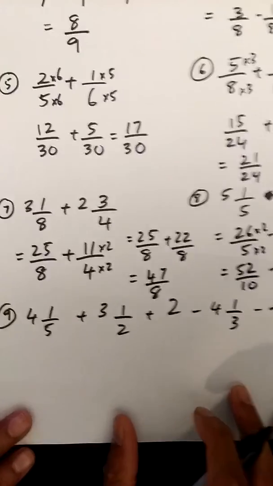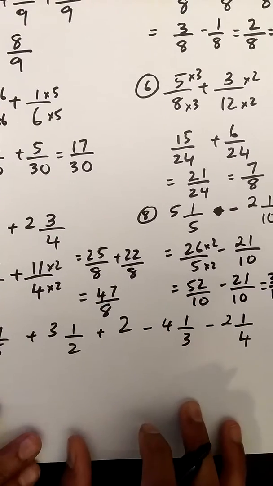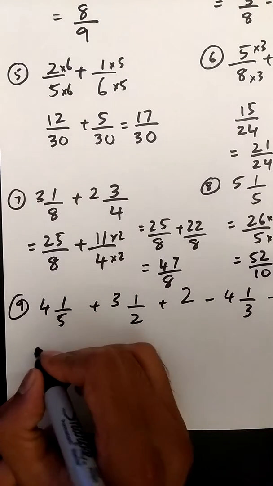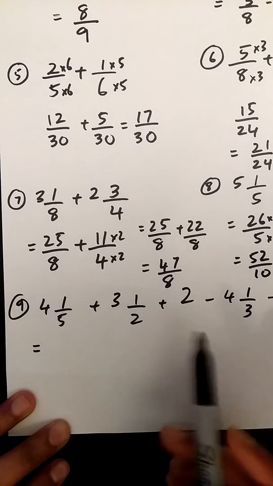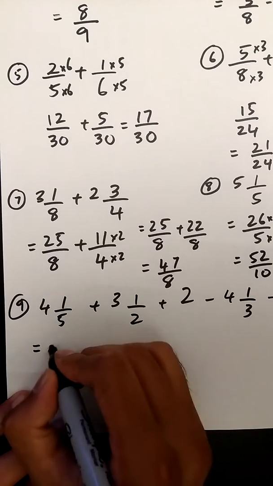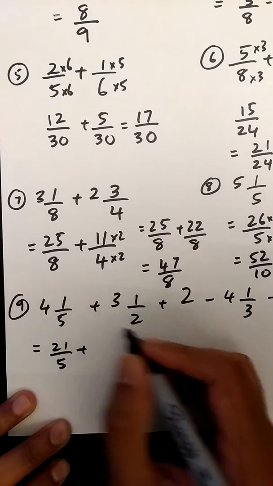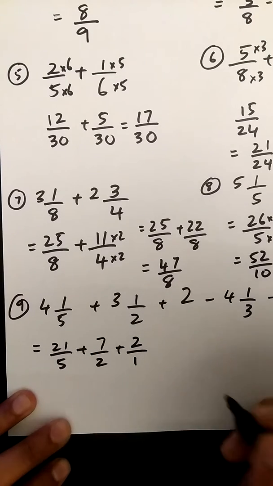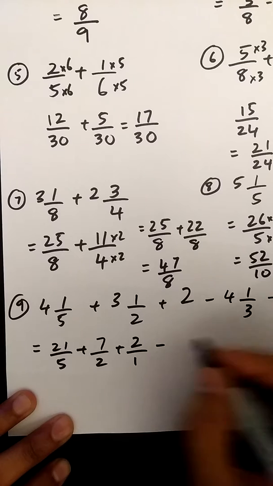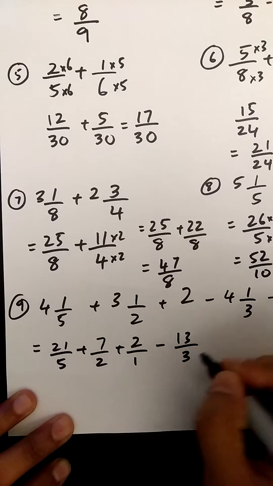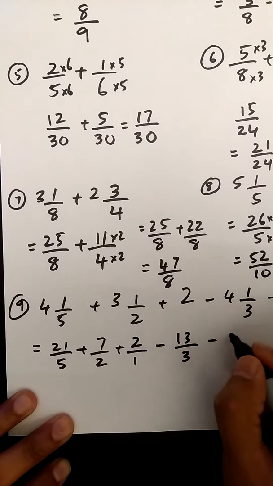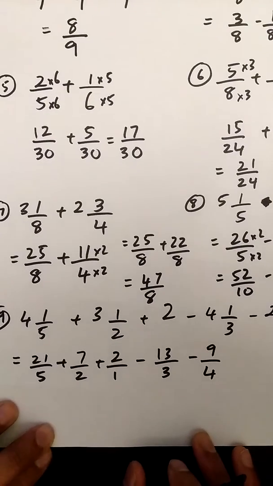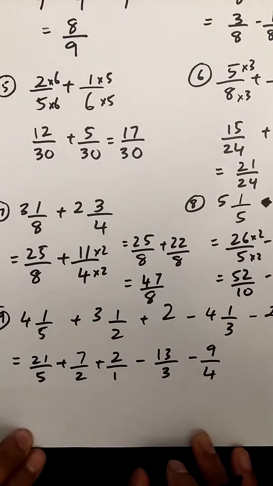In this last example here, we see we have a lot of operations with additions and subtractions. Again, you kind of want to go from left to right. In your first step, you want to convert everything to an improper fraction. So 21 over 5 plus 7 over 2 plus 2 over 1 minus 13 over 3 minus 9 over 4. Again, I strongly recommend doing a question like this in your calculator. It's going to make it a lot easier.